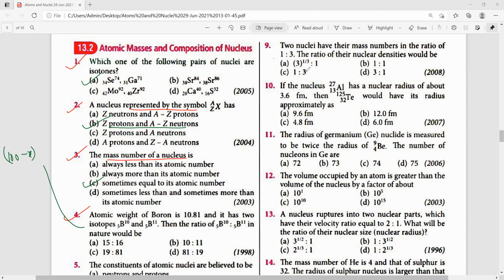So the average atomic weight is calculated by 10X plus 11 times (100 minus X), divided by 100. That becomes 10.81. Therefore, X is equal to 19. The percentage of boron 11 is 100 minus 19, which is equal to 81. It is in the ratio of 19:81. Therefore, this one is the right answer.